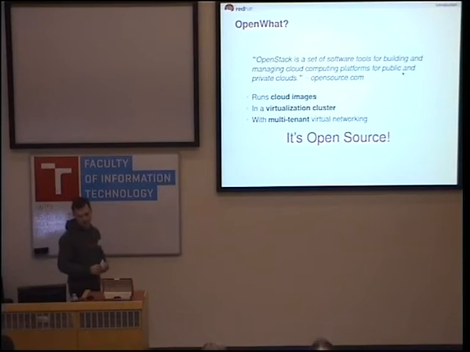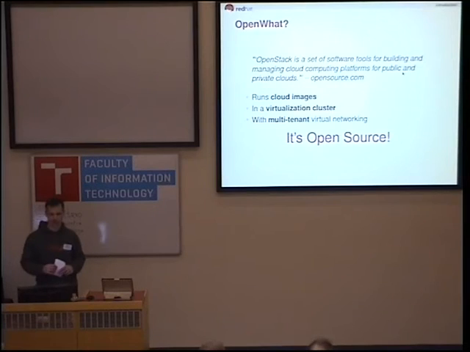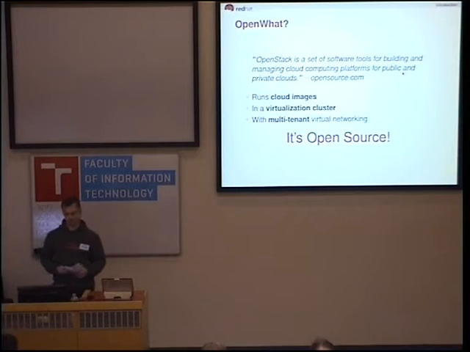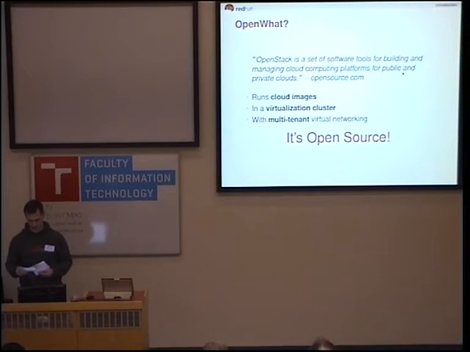But I guess I'll start with first things first. What is OpenStack? Here's a nice quote from opensource.com I found. OpenStack is a set of software tools for building and managing cloud computing platforms for public and private clouds. So what does that mean? It runs cloud images, obviously, in a virtualization cluster. And it has support for multi-tenant virtual networking, basically Neutron. And for me, the most important thing is it's open source.